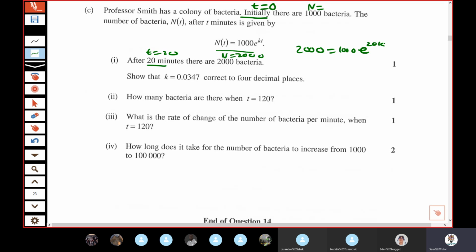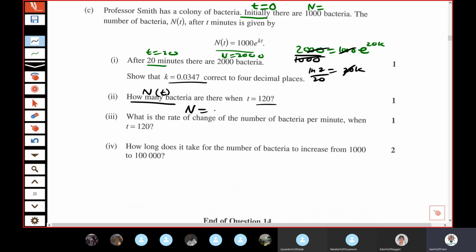Are we used to solving for k by now? Divide by 1,000. Log both sides. And then divide by 20. Should give you that. Correct? How many bacteria, what letter are you finding? N, N of t. How many bacteria are there when t is 120?